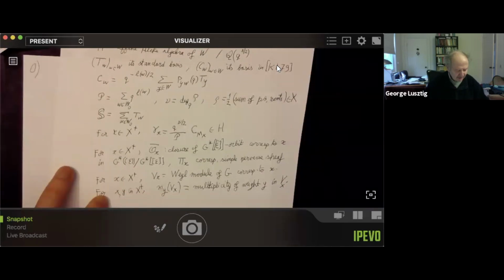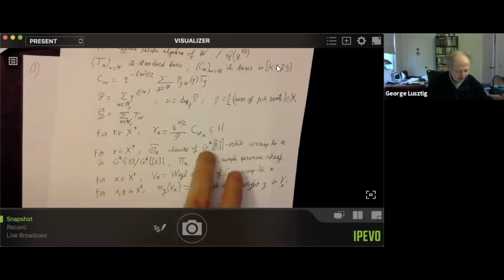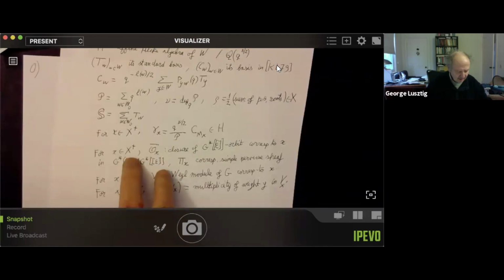So the geometry is that if X is a dominant weight, you can look at the affine Grassmannian of G star, and there are some orbits of this group, G star of epsilon. The orbits are parameterized again by these dominant weights, and the orbit closures are denoted like this, OX bar.